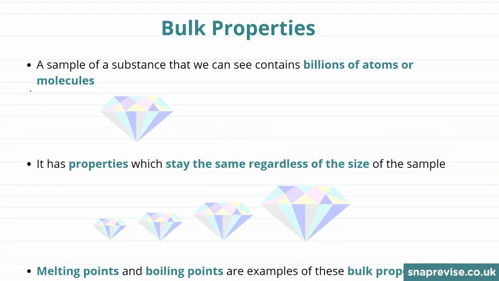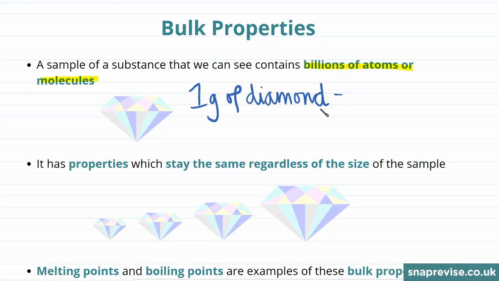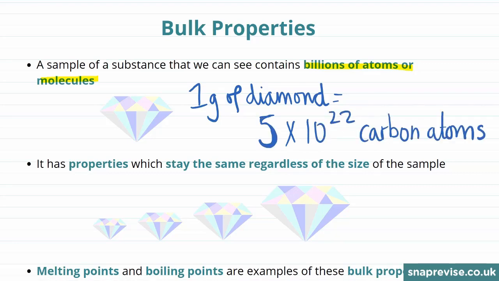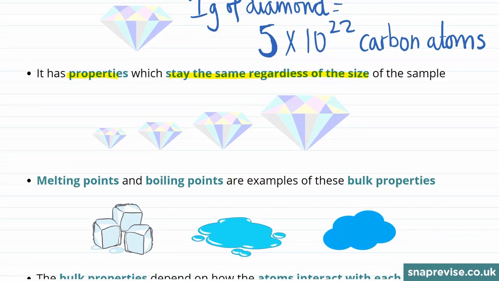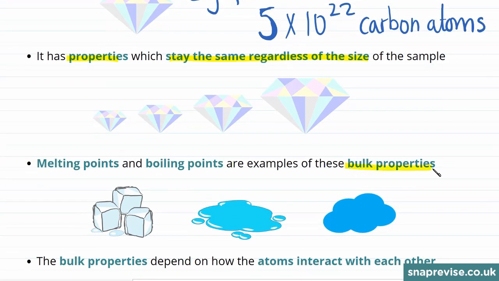A sample of a substance that we can see will contain billions of atoms or molecules. For example, 1 gram of diamond contains 5 times 10 to the 22 carbon atoms, where 10 to the 22 is 1 with 21 zeros after it. There are some properties which will stay the same regardless of the size of the sample. We call these properties bulk properties, and 2 examples are melting points and boiling points.